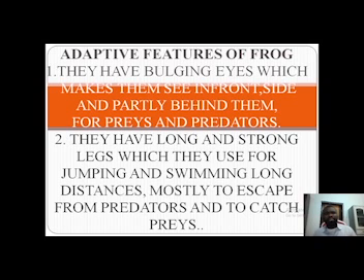Now we are also talking about they have long and strong legs, which they use for jumping and swimming long distance. Those long strong legs help them to swim. If they see a predator coming to eat them up, they will take off. They will run. The long and strong legs they have will help them to swim long distance, and they will just escape from the predators.